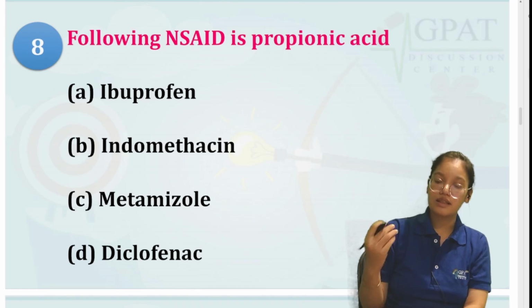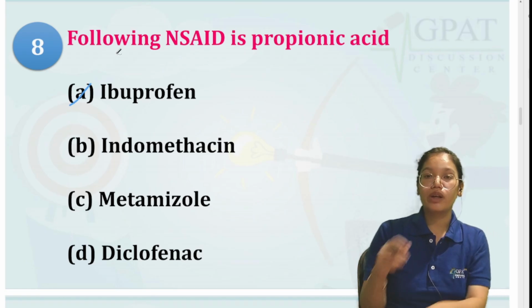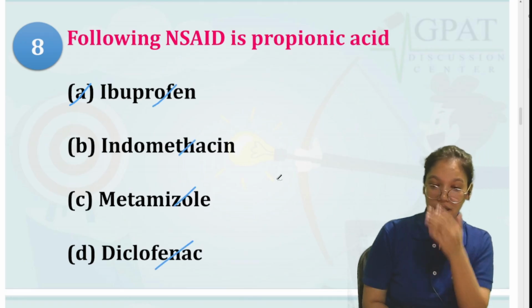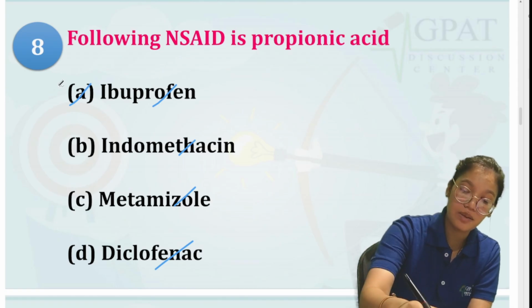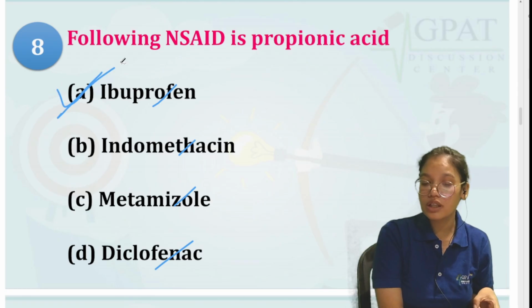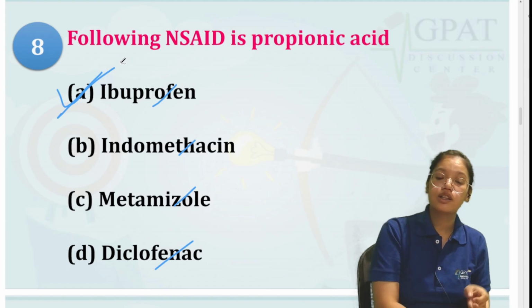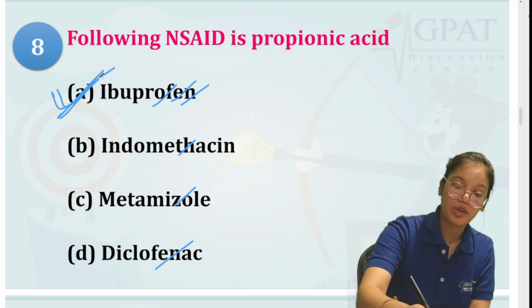Now the next one: the following acid is propanoic acid. Again the same question, okay: which drug has a propanoic acid in its structure? So ibuprofen, indomethacin, metamizole and diclofenac. So this is a very obvious question. We have already discussed this many times. Ibuprofen and ketoprofen are two drugs that have propanoic acid in their structure, okay. So ketoprofen is not in the options; ibuprofen will be the answer.